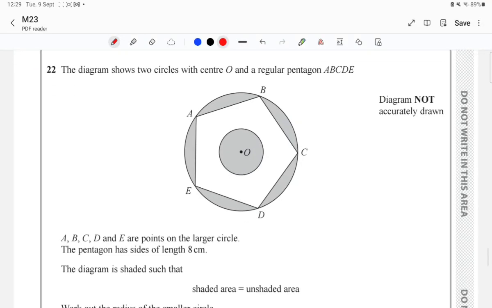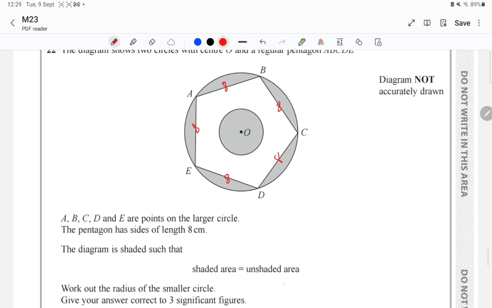Question 22. The diagram shows two circles with center O and a regular pentagon ABCDE. Now A, B, C, D and E are points on the larger circle. The pentagon has sides of length 8 centimeters, so this is 8, 8, 8, 8, and 8. The diagram is such that the shaded area is equal to the unshaded area.